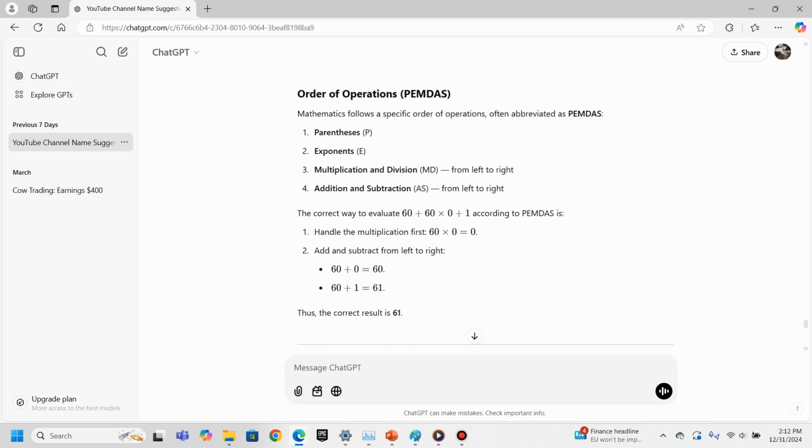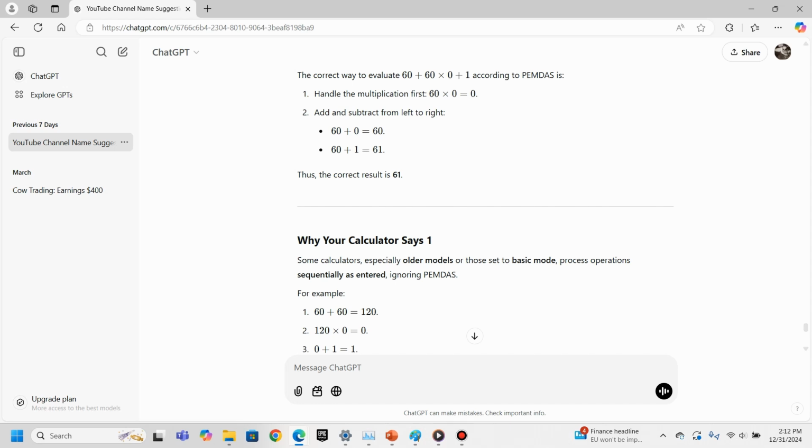So the correct way to evaluate 60 plus 60 times 0 plus 1, according to the order of operations, is first you have to handle the multiplication, which is 60 times 0, and that is equal to 0. And then you add and subtract. 60 plus 0 is 60. 60 plus 1 is 61. The answer is 61. So that is the correct answer.